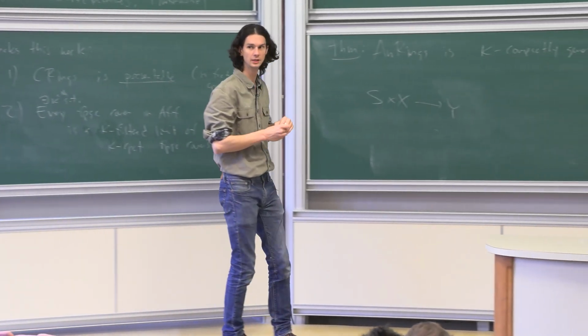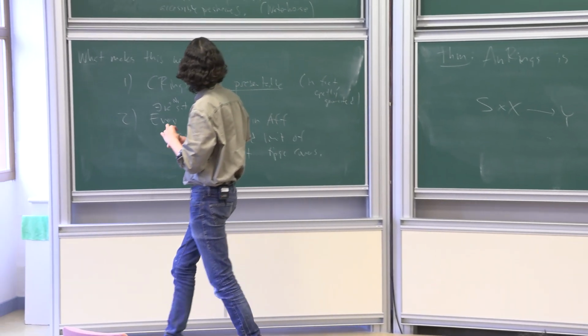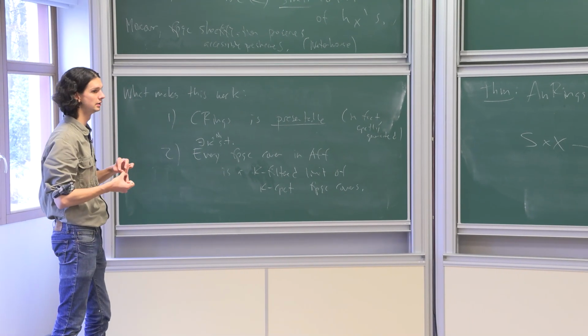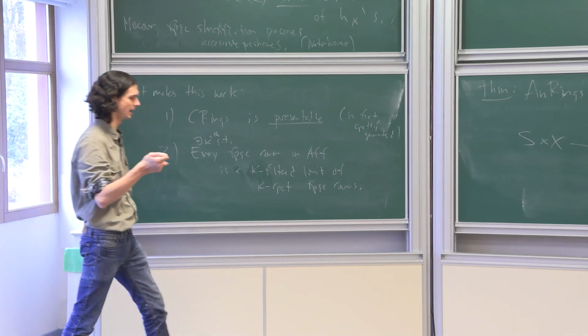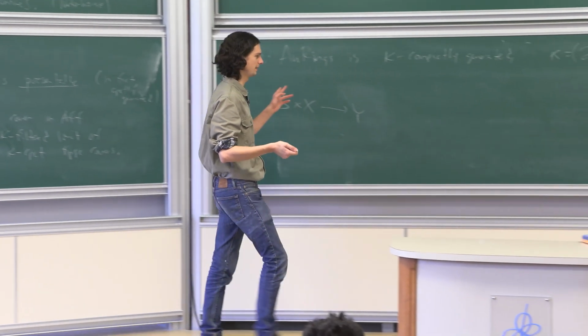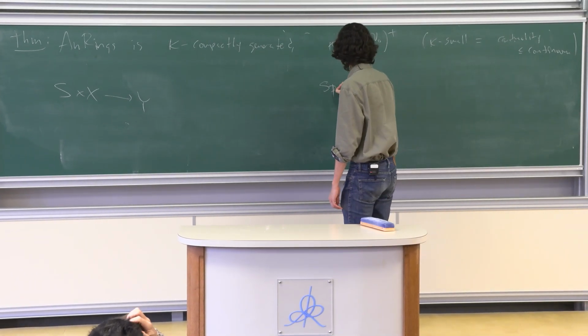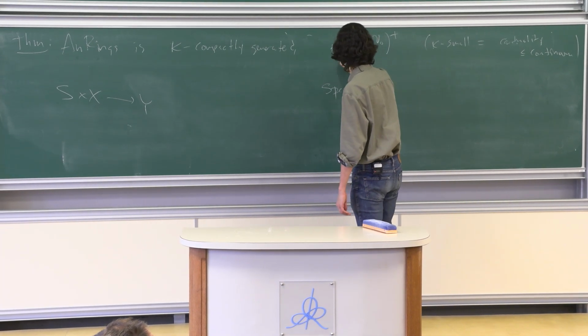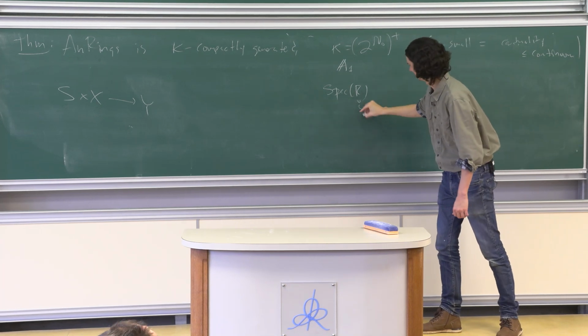What do you mean by 2 is bounded? What do I mean by what? Like 2 is bounded. Yeah, so what I meant was that we have some Spec R, and I was looking at the affine line, and so 2 is a function on this.